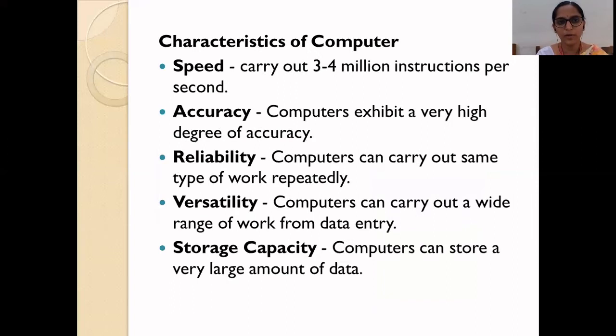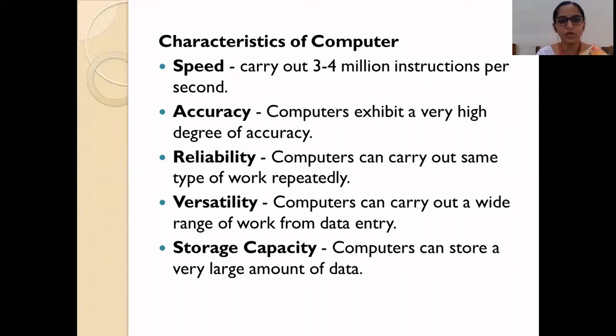On the next window, we can see the basic characteristics of a computer. The first is speed. Typically, a computer can carry out 3 to 4 million instructions per second. That's why speed shows that multiple instructions or executions can be assigned at a moment. The second characteristic is accuracy. A computer exhibits a very high degree of accuracy. As compared to a human being, a computer can work properly and generate output accurately.